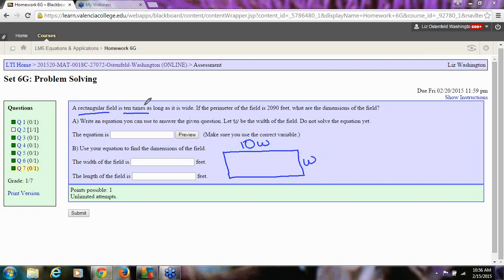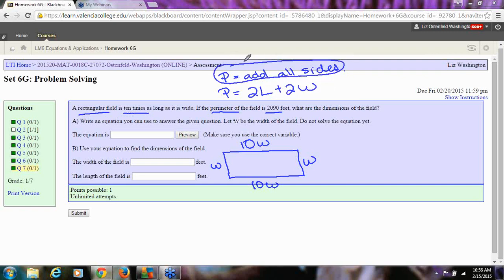So a rectangular field is 10 times as long as it is wide. That means if this side is W, this side is also W. If this side is 10W, then this side is also 10W. Then it says the perimeter is 2090. Well, perimeter means when you add up all the sides, no matter what the shape is. I could get specific and say the perimeter for a rectangle is 2 times the length plus 2 times the width, but I think that just complicates things more than necessary. The perimeter, you're just adding all the sides.